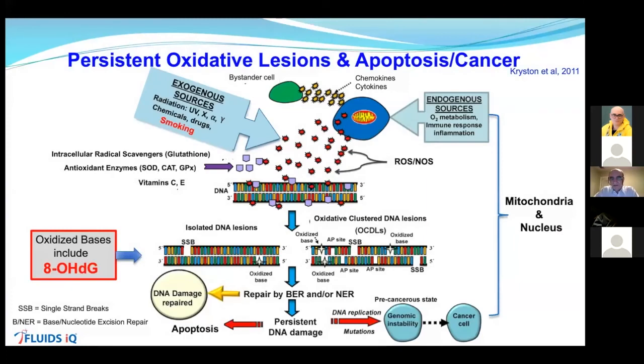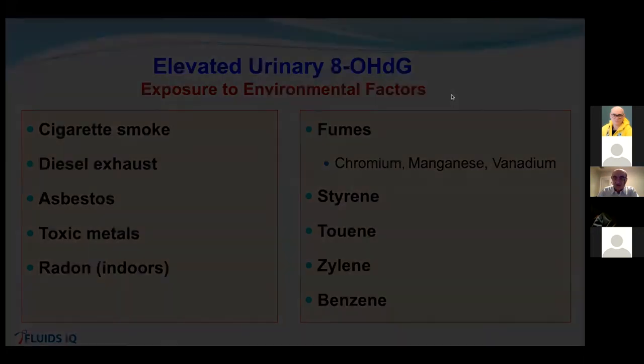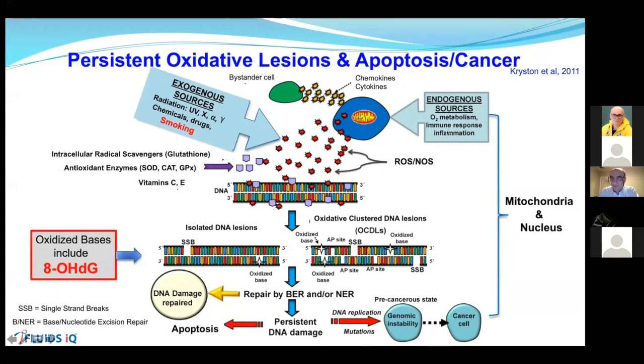And this is another very busy slide that is quite important, because it really asks: how does persistent oxidative damage, the lesions caused by oxidation, create the endpoint of apoptosis or cancer? What we're looking at here is a cell that is being affected by both endogenous sources, meaning various types of oxygen metabolism and inflammation, in other words, the stuff of life, together with exogenous sources. What are they? Radiation, UV radiation, chemicals, drugs, smoking, folks, very important. All of that makes the cell produce an excess of reactive oxygen species.